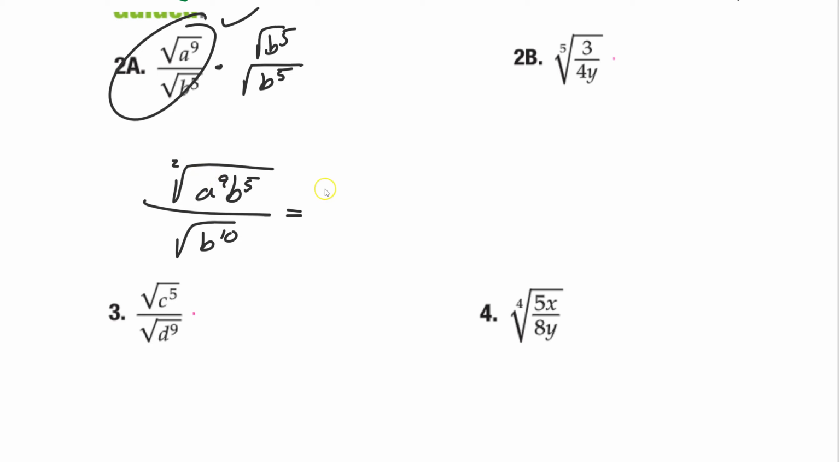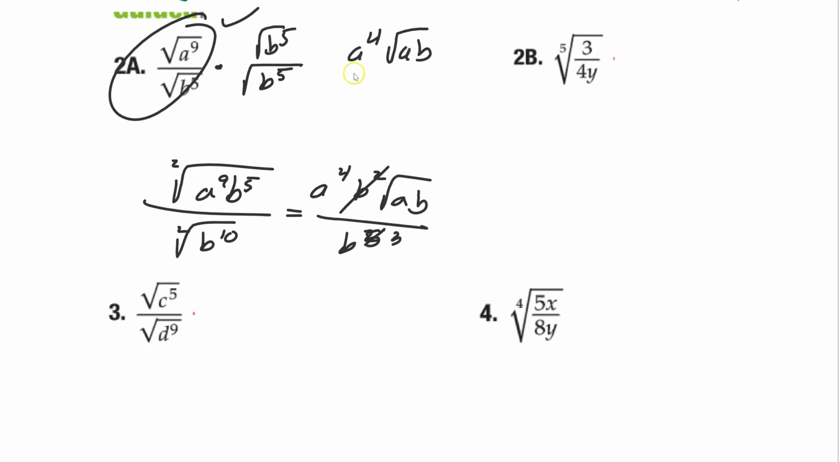9 divided by 2 is a to the 4th with a remainder of 1. 5 divided by 2 is b squared with a remainder of 1. On the bottom, 10 divided by 2 is b to the 5th. And these actually reduce. So my answer would actually be a to the 4th, square root of ab, b cubed. So again, I'm actually fine with this, but that's the rationalized version. That's air quotes. Next one, because that one's a little more interesting to me.